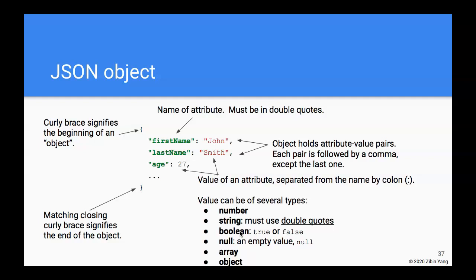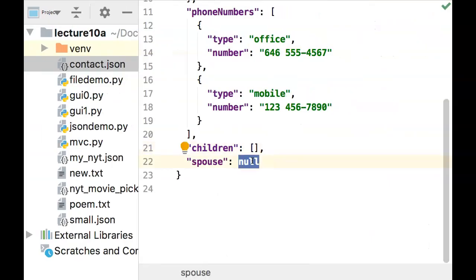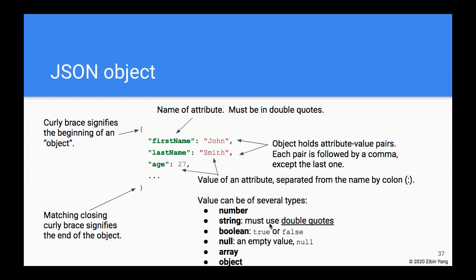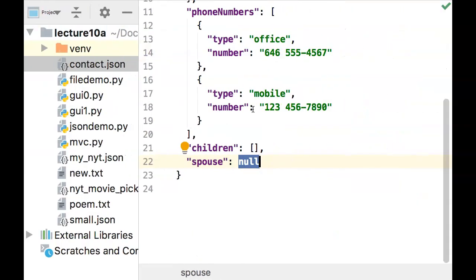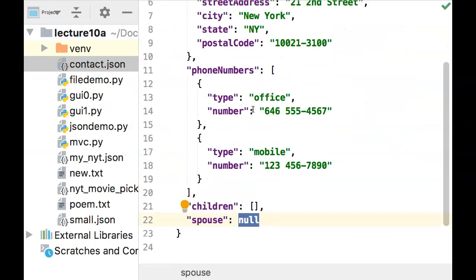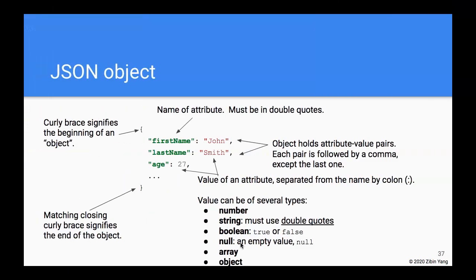It can be other elemental types, such as Boolean. It can be true or false, lowercase true or false. And it can be null, as we can see here, and null just means nothing, an empty value. Or it can be another object. Remember, an object is between curly braces. It can be another object, something like this. And it can be an array, which we'll get to in just a moment.